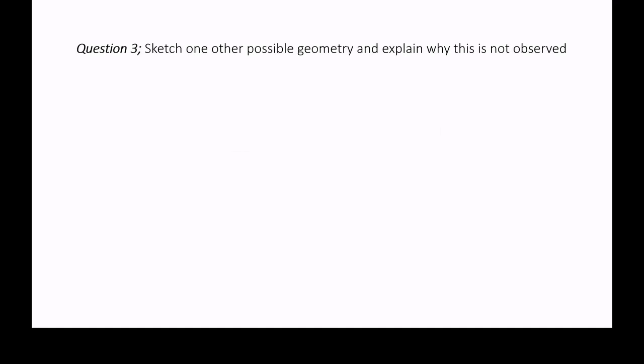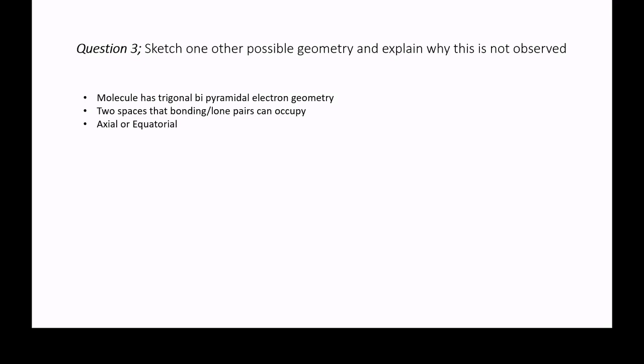Now, question 3 is to sketch one other possible geometry and explain why it's not observed. As I said, it has a trigonal bipyramidal electron geometry. Therefore, there are 2 areas in which the lone pairs can occupy, either axial or equatorial. In the true shape, they are occupying the equatorial position. However, they could have chosen axial. In this case, a trigonal planar shape would be seen. But why didn't they choose axial?